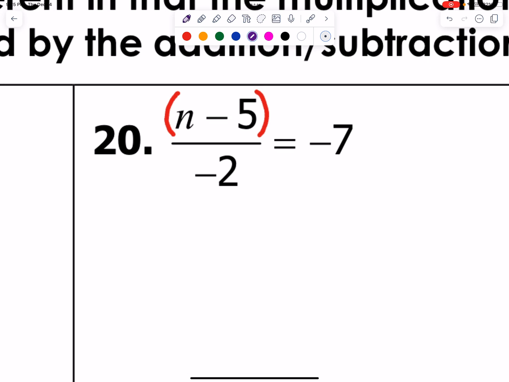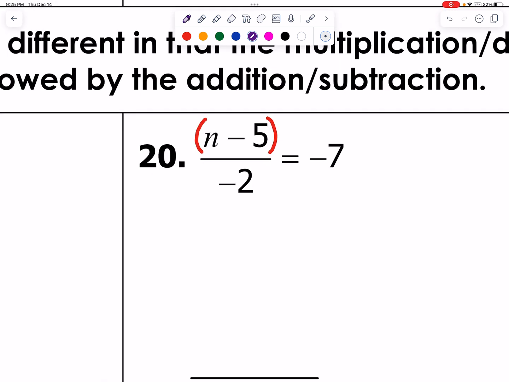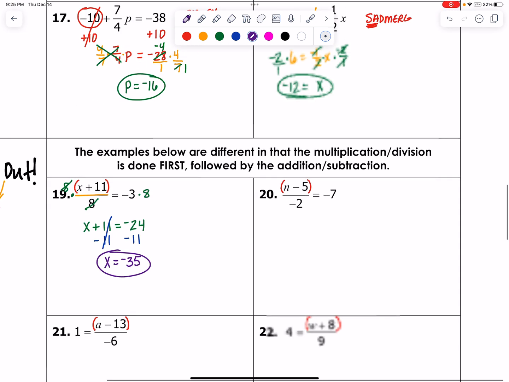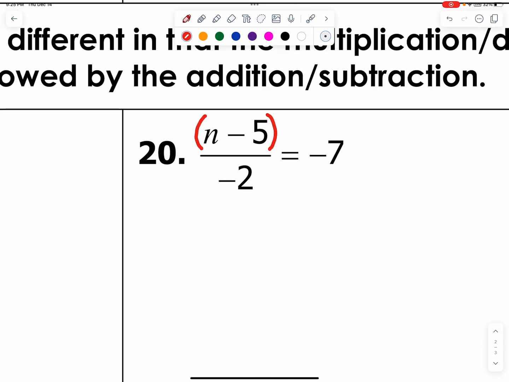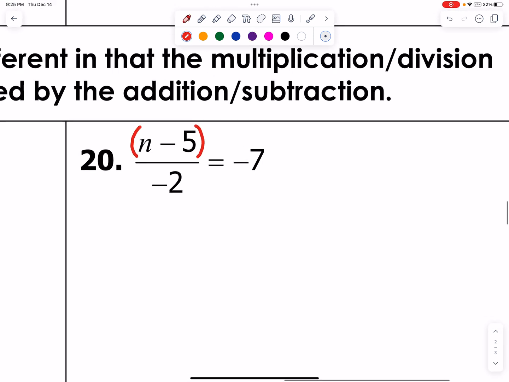All right, so number 20, let's do one more together, and then if you want to try the last two with it paused, you can do that. All right, so let's go ahead and take care of this according to SADMERG. Do we have any addition subtraction? Well, we do, but it's locked in the grouping, so you can't touch it.